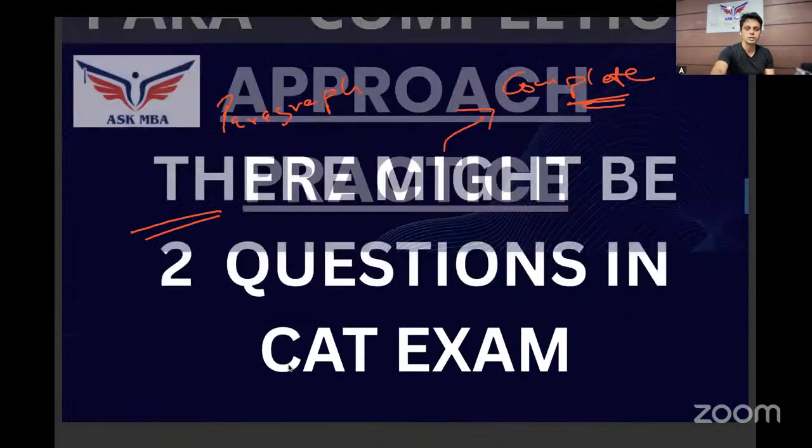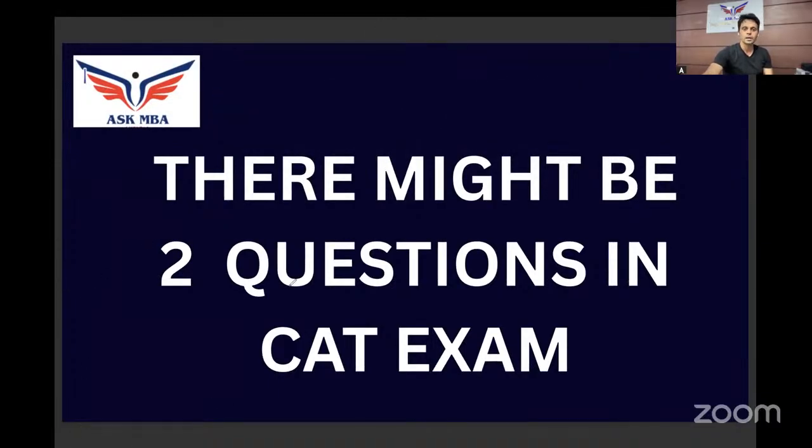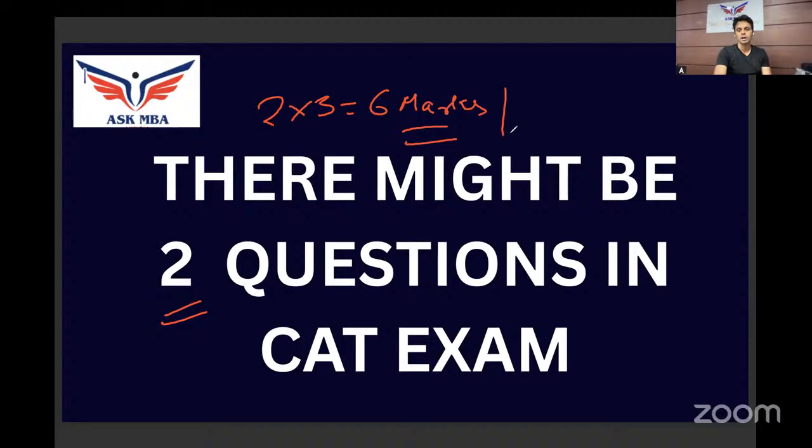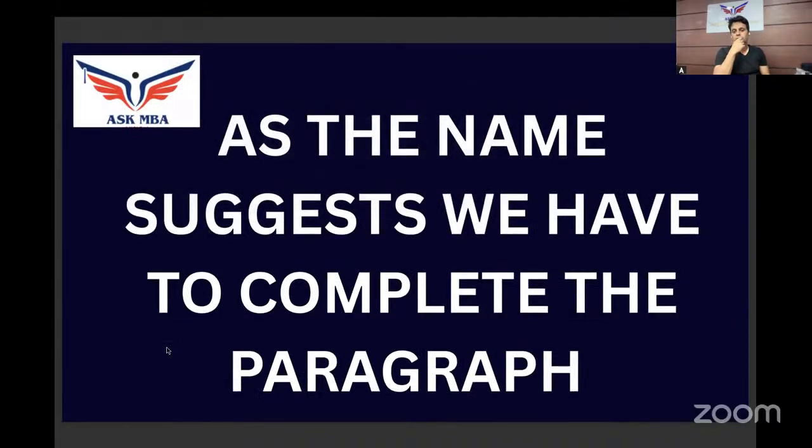So how many questions are going to be there? All in all, there are going to be two questions altogether in the CAT examination, and 2 into 3 is equal to 6 marks. We all know how much 6 marks affects and matters in CAT examination. Two questions, overall 6 marks for you guys. And it is going to be an easy topic. Students can easily score marks in this one. As the name suggests, we have to complete the paragraph.